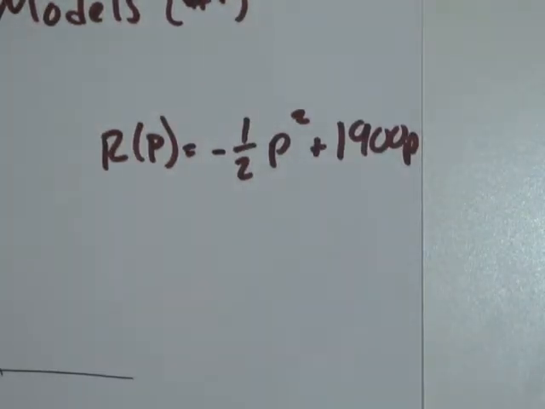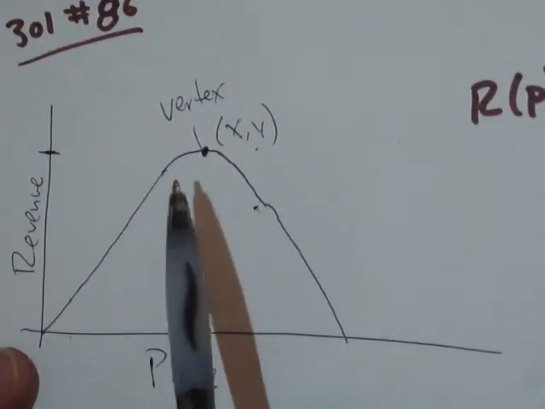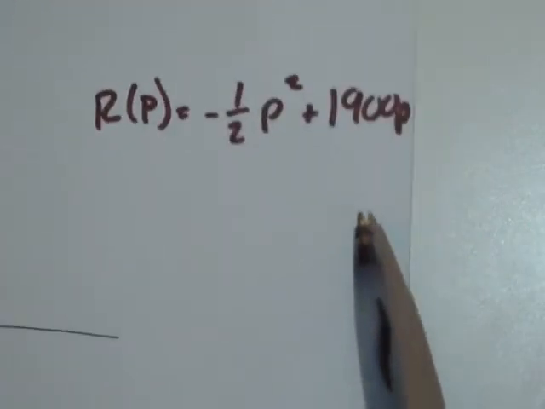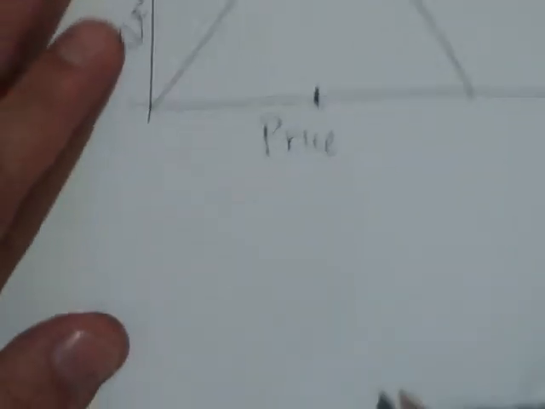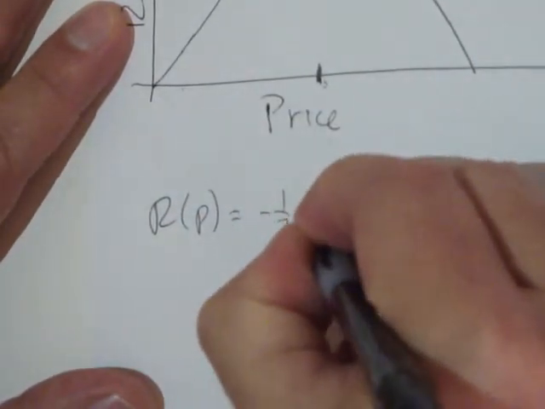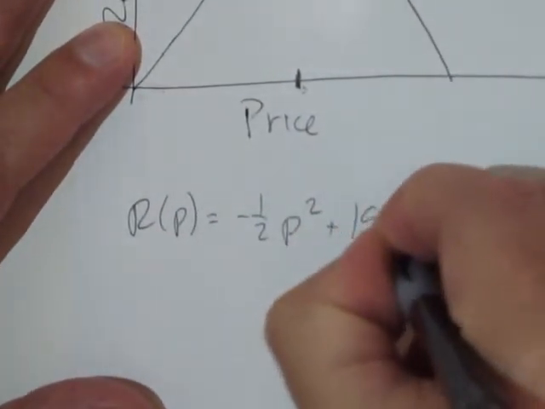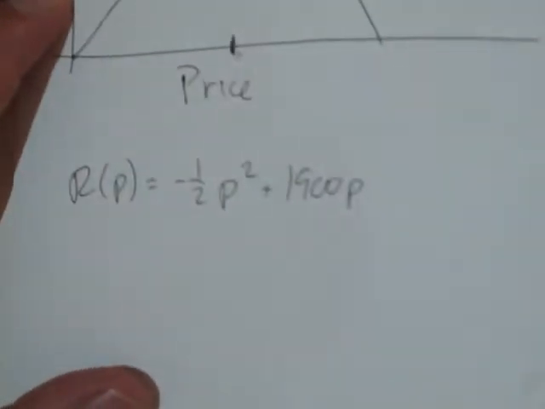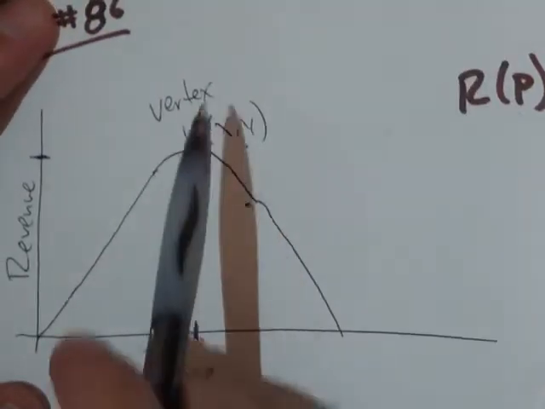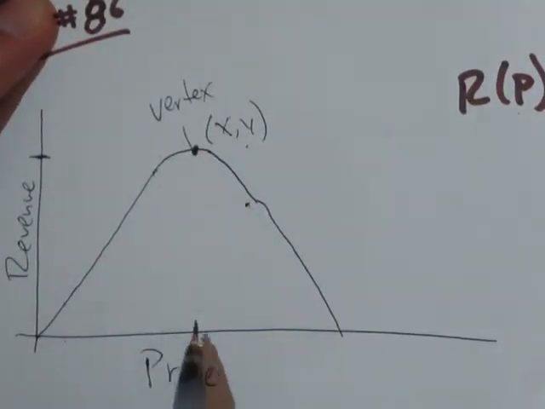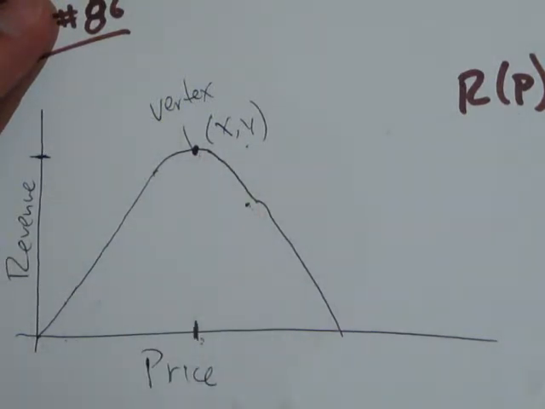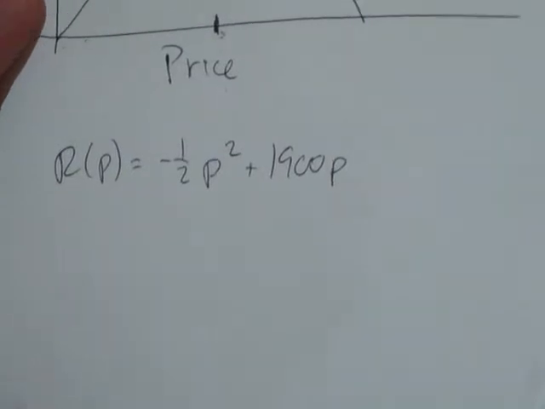Okay, so what we have to do is find the vertex of this thing. Well, how do we do that? If you remember, we can find the X value of the vertex from right here. I'm going to rewrite this down here so I have more space. So we get R of P equals negative 1/2 P squared plus 1900 P. There we go. So what we have to do now is find the vertex. If we can find the vertex, then we can figure out the magical place of how much money they have to charge for each one and how much money they'll make when they charge that much for each. So let's see what happens here.